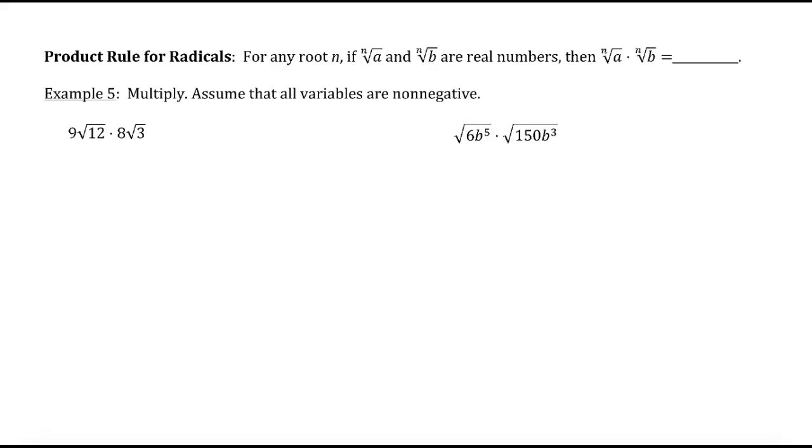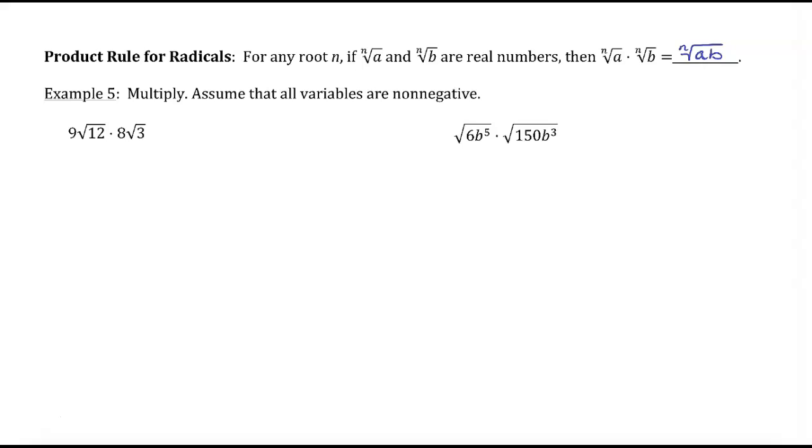For any root n, if the nth root of a and the nth root of b are real numbers, then the nth root of a times the nth root of b is equal to the nth root of a times b. As long as the indices match, that is, we have the same n, we can multiply the two radicands together. Let's take a look at example 5.